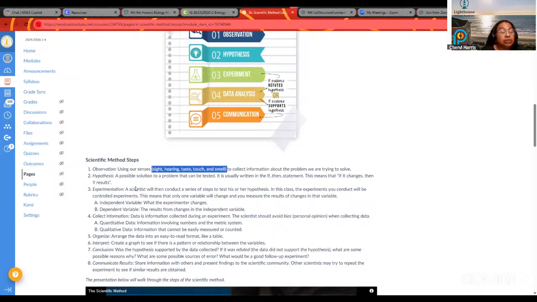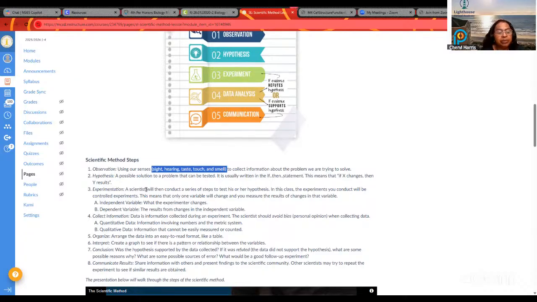Second step is to answer the question. It's your hypothesis, a possible solution to the problem. But it has to be a statement stated in such a way that you can test it. Okay, so it says that means if X changes, then something happens to Y. So that was based on what your observation is and the question you are asking. You need to answer it in such a way that if I do this, I expect this to happen. And then you set up an experiment to prove it.